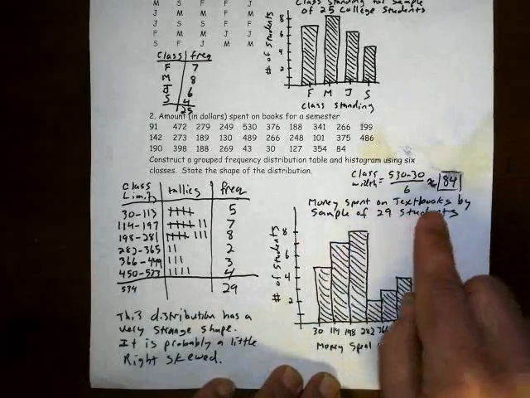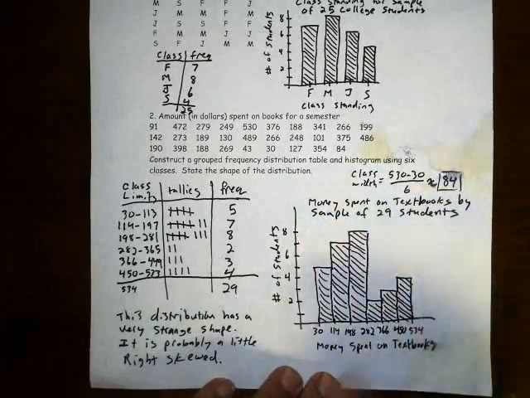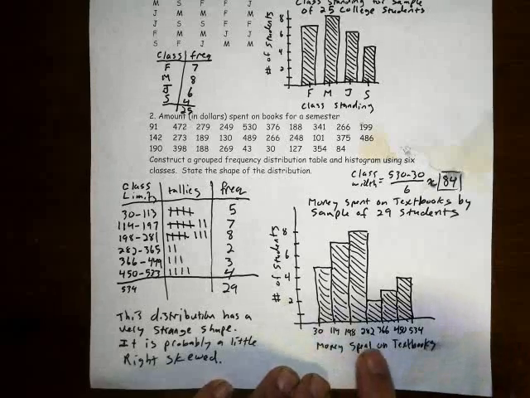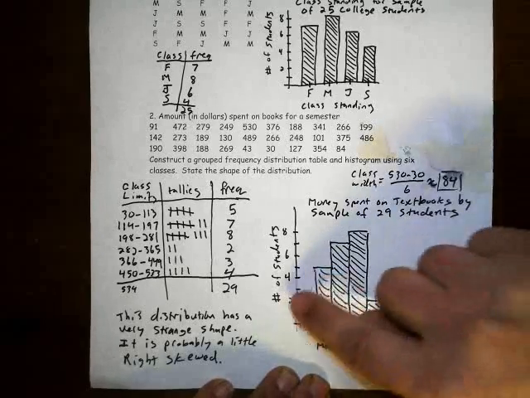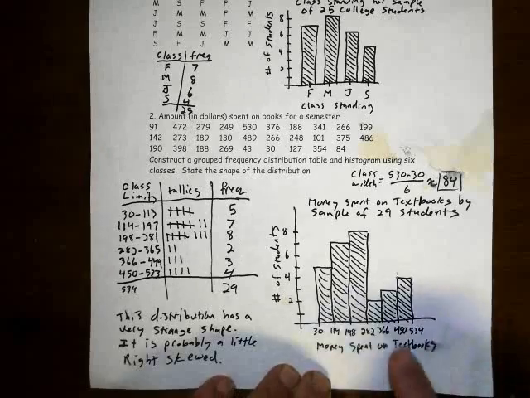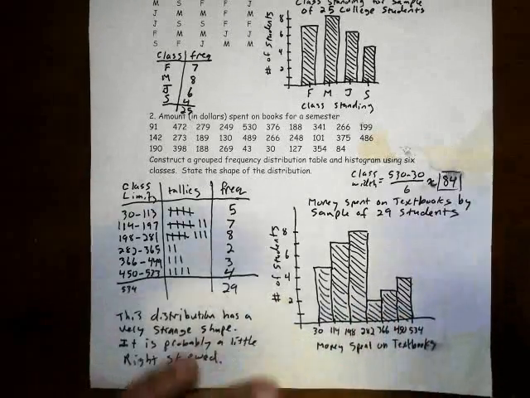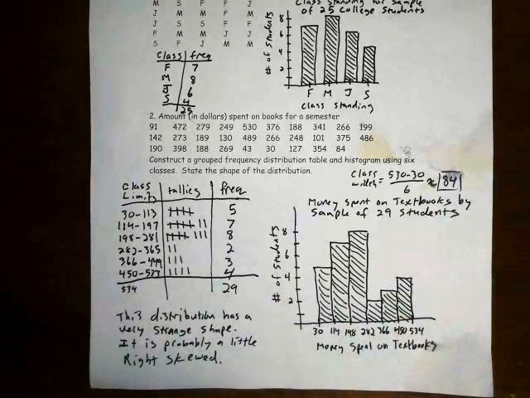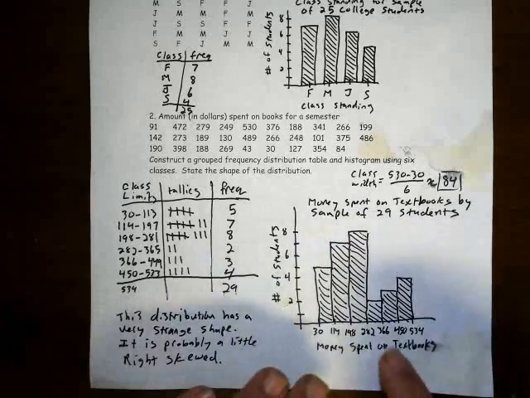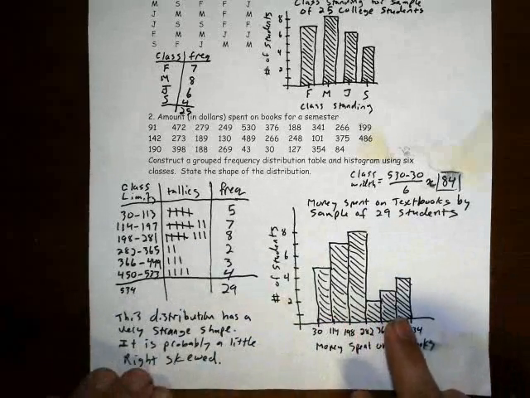Okay, so again, you need a title: money spent on textbooks by a sample of 29 students, and then this is the money spent on textbooks. This would be the number of students. And one thing is I gave you distributions that didn't have very clear shapes to them, and this is a very strange shape.